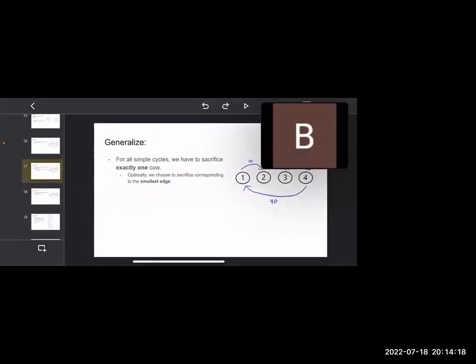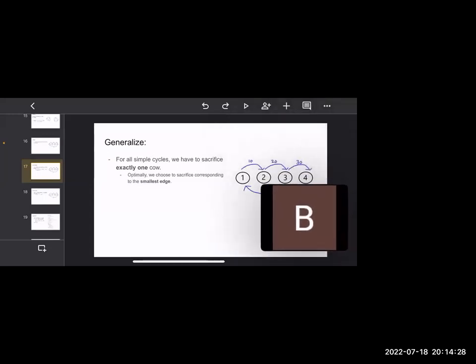Now the answer is that for all simple cycles, we have to sacrifice a cow. Because if cow one visits cow two, that's one less cow that can be used in the entire system. And then once we're at the last cow, it's guaranteed to have no one else to visit.